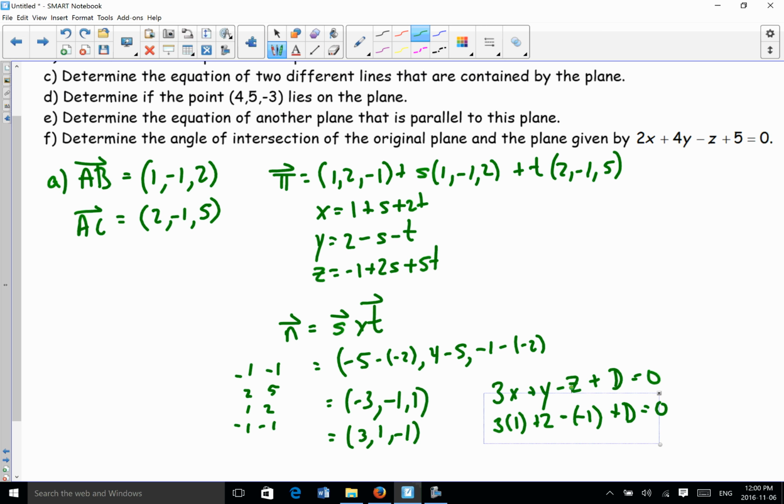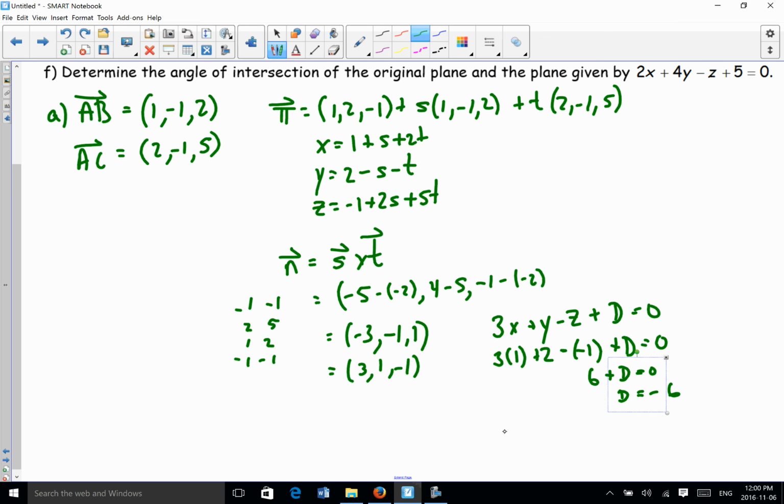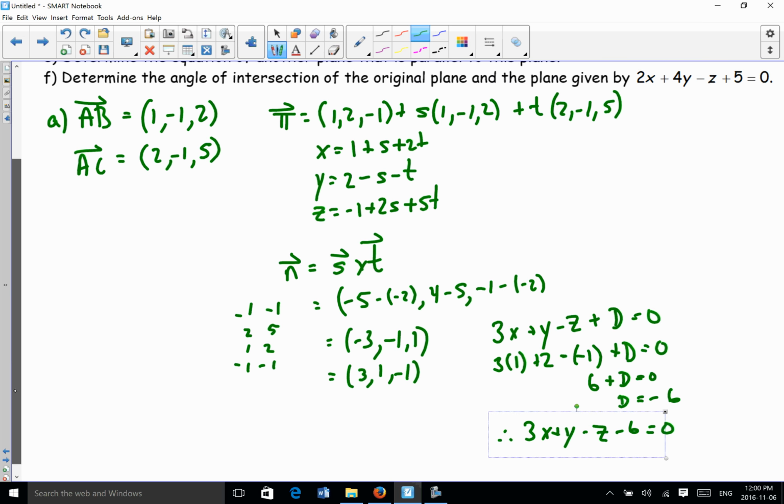And if we add that all together, we end up with 3 plus 2 plus 1, which is 6. So 6 plus d is 0. Remember, d is negative 6. So our scalar equation for this plane comes out to 3x plus y minus z minus 6 is 0. And that's all of part A.